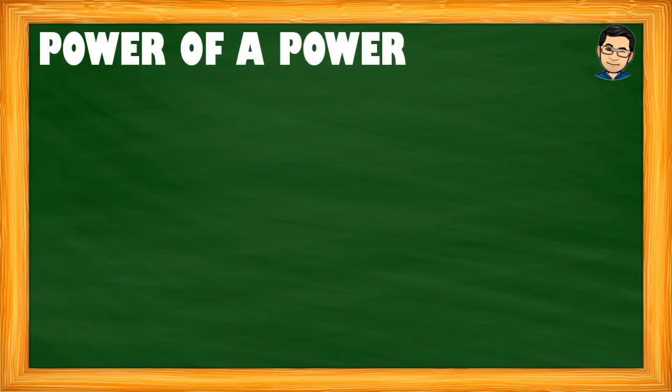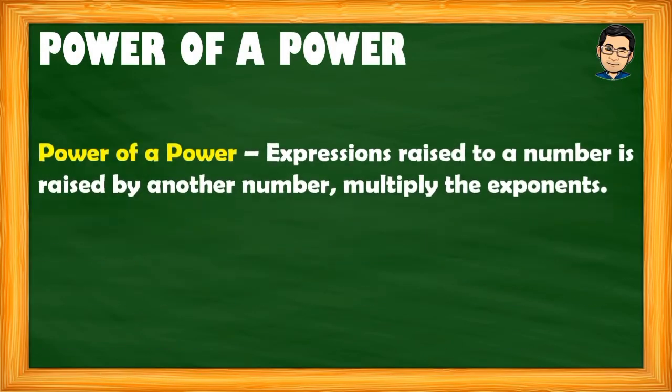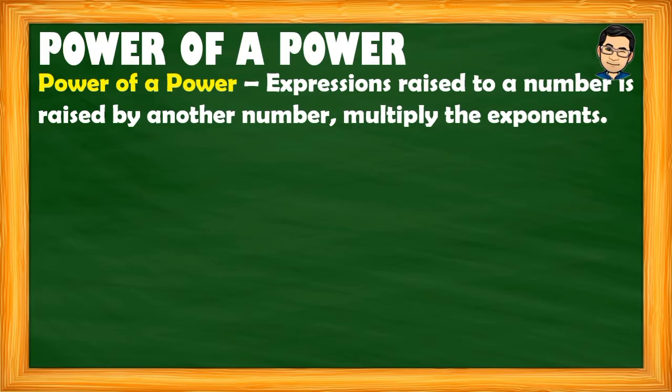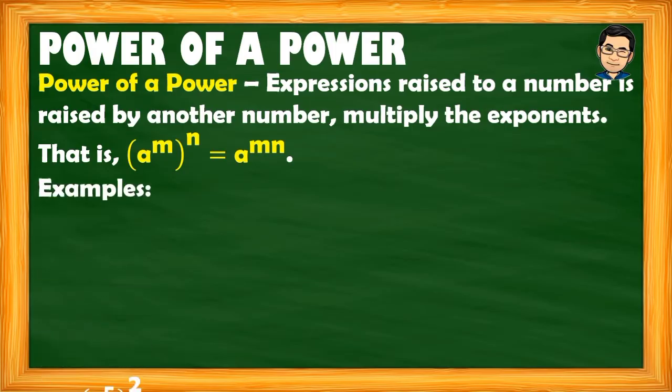Next, let's have power of a power. Power of a power: expressions raised to a number is raised by another number. Multiply the exponents. So, ito yon. Kung yung expressions naka-raise sa another exponent, ang gagawin lang po natin dito is i-multiply natin yung exponents. So, yung dalawang exponents, m tsaka n. So, let's have examples.